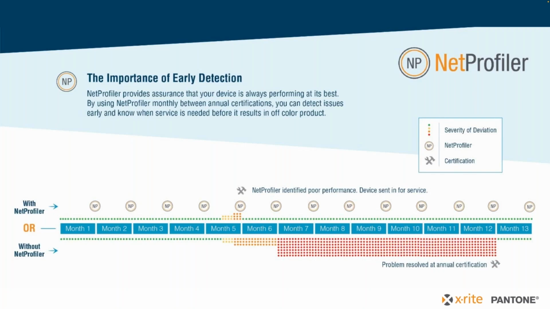Conversely, in the top path, the same device was profiled each month using Netprofiler. The device was automatically optimized, and when the poor performance was detected in month 5, that was outside of Netprofiler's capability to correct, the operator was then notified to send the device in for service before it resulted in poor performance on the line. So Netprofiler controls the level of drift and then notifies when service is needed earlier than planned.